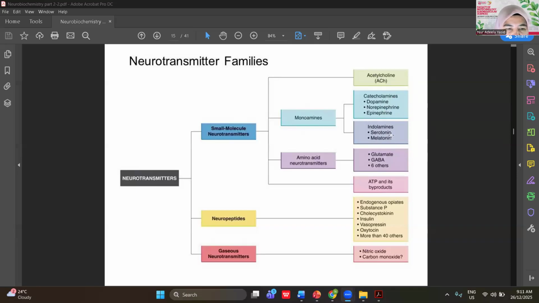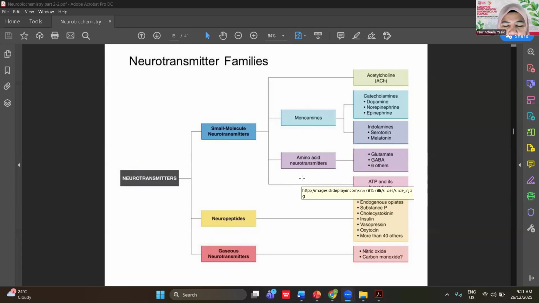For amino acid neurotransmitters, we have glutamate, GABA, and other amino acids. Glutamate is the main excitatory neurotransmitter in the central nervous system, and GABA is the main inhibitory neurotransmitter in the CNS. For ATP and its byproducts, they act as neurotransmitters or neuromodulators in some systems.